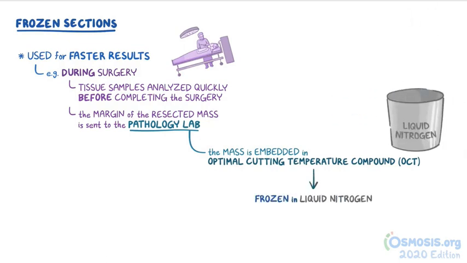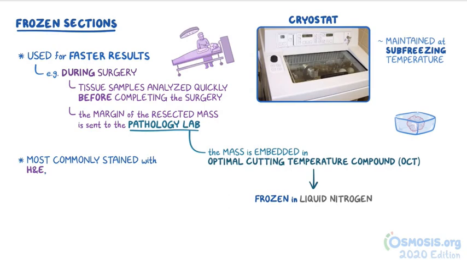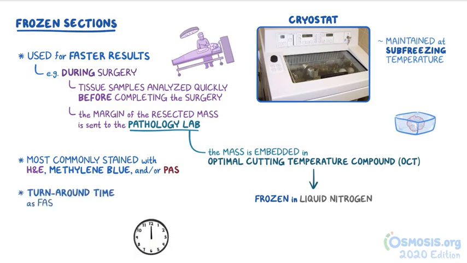This will quickly preserve and harden the tissue so that it can be sectioned in a machine called a cryostat, which is a type of microtome where the tissue can be maintained at a sub-freezing temperature. The slides are most commonly stained with H&E, methylene blue, and/or PAS stains. This method is used primarily due to its fast turnaround time, which can be as fast as 10 minutes if performed by an experienced pathologist.